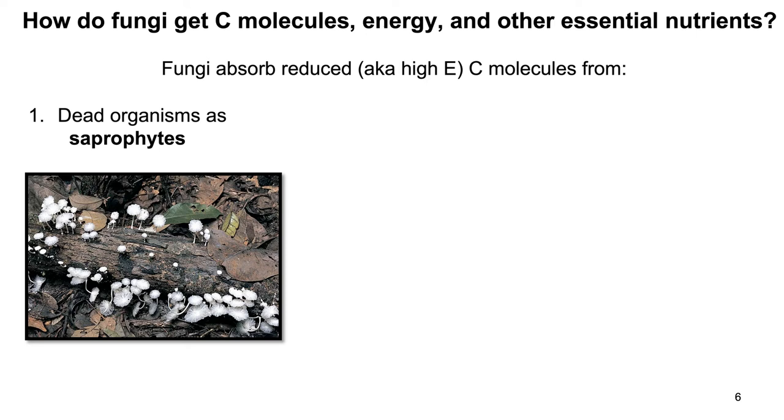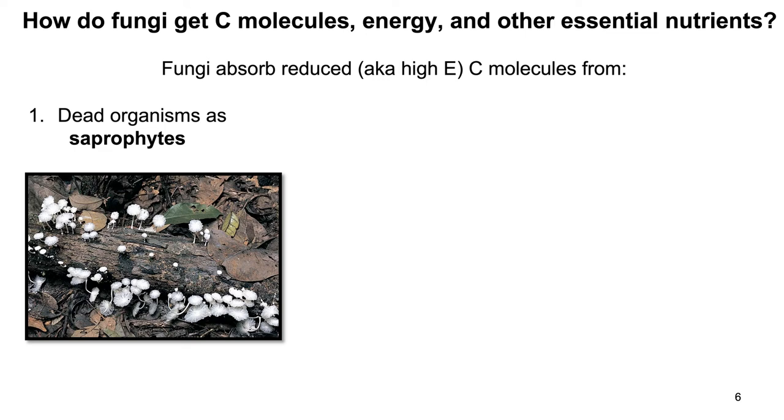Okay, so how do fungi get high energy carbon molecules and other essential nutrients? Remember that fungi, to eat, need to absorb the nutrients that they eat through their cell walls and through their cell membranes. And what they're trying to absorb are reduced carbon molecules. When we talk about reduced carbon molecules, we're talking about high energy carbon molecules, because they need to get their energy and they need to get a carbon source from these high energy carbon molecules, okay?